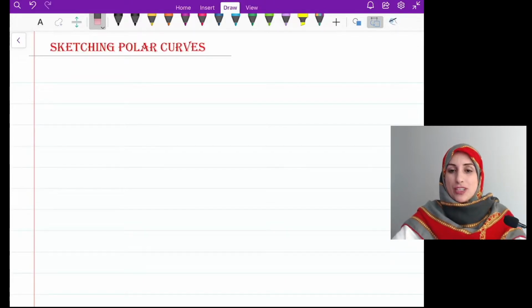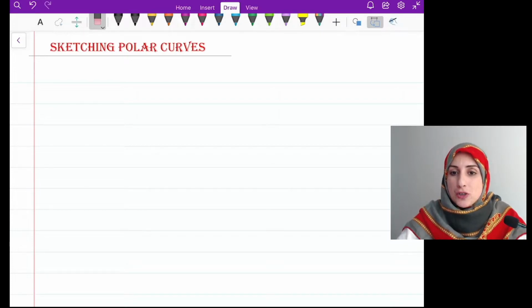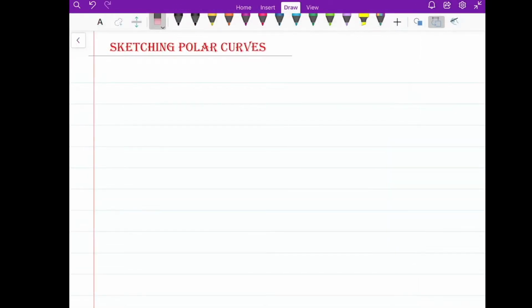This lecture is part of an online course of multivariable calculus, and I'm going to talk about how to sketch polar curves in two ways. So let me start. Basically, polar curves are like this: r equals f of theta, where theta is between some alpha and beta. How to sketch them? We can plot points.